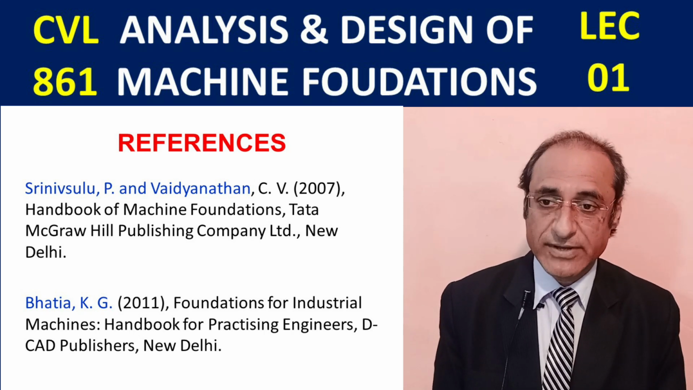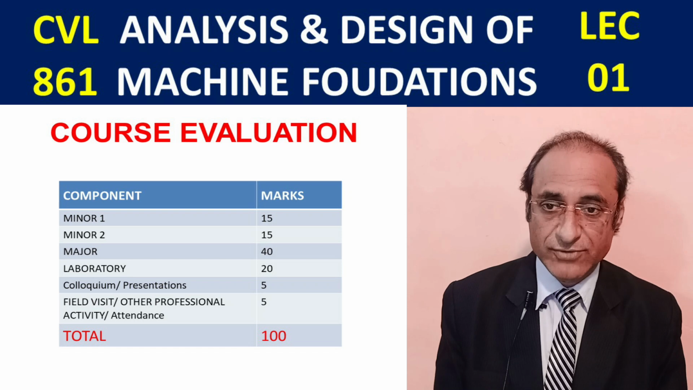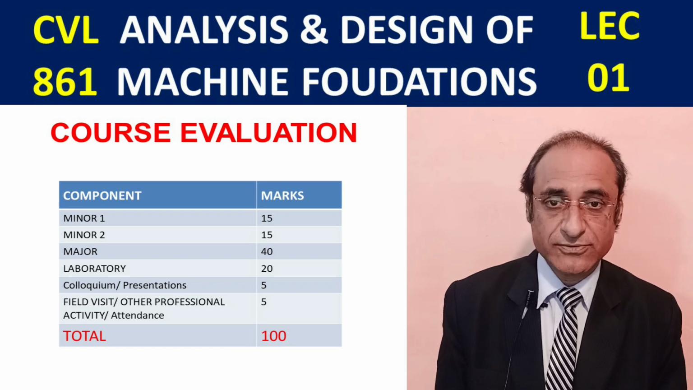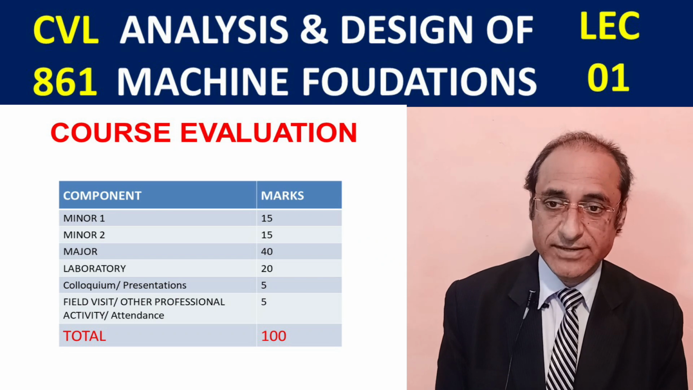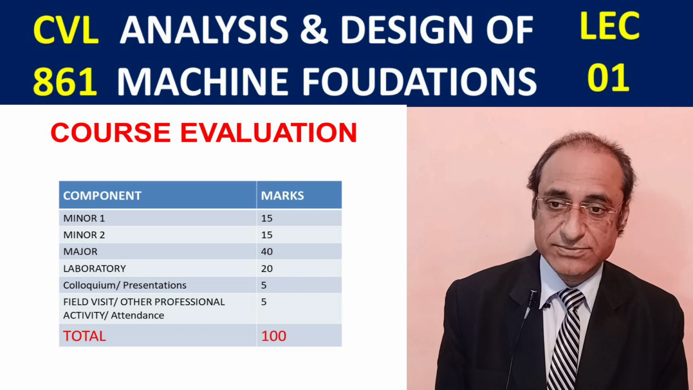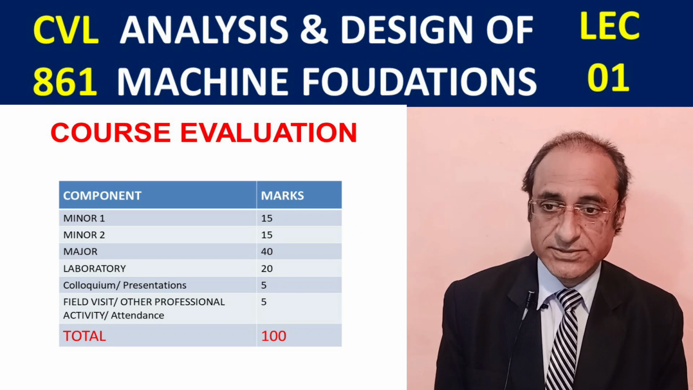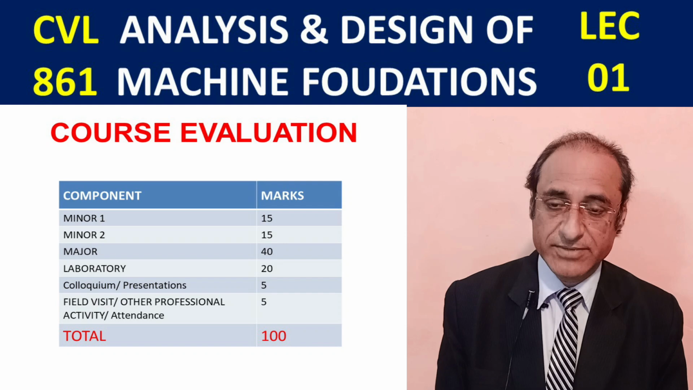Now coming to course evaluation, we have minor 1 for 15 marks, minor 2 also 15 marks, then major will be 40 marks, laboratory 20 marks, colloquium presentations will be 5 marks, and attendance has 5 marks, so this makes up a total of 100 marks.